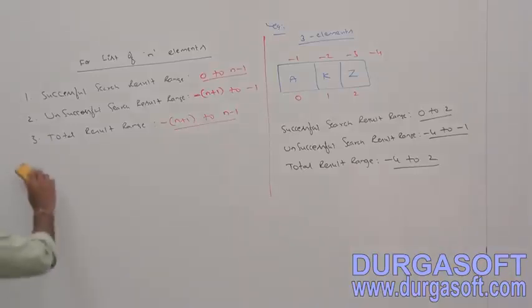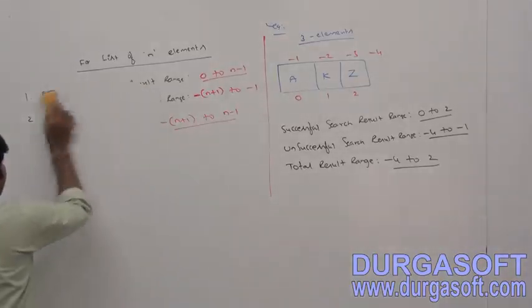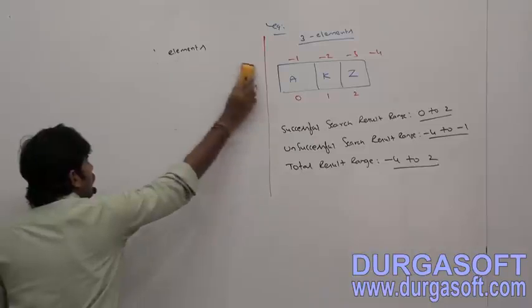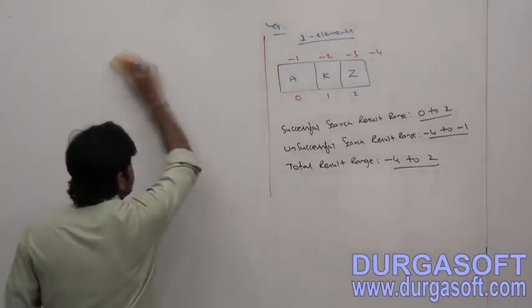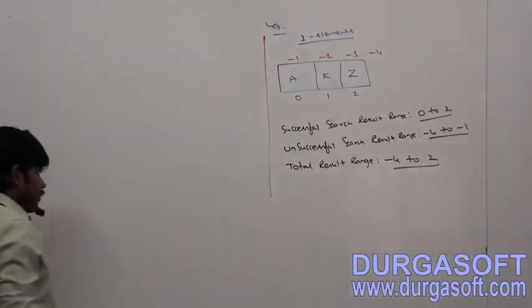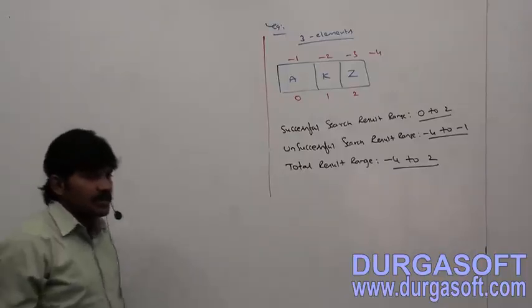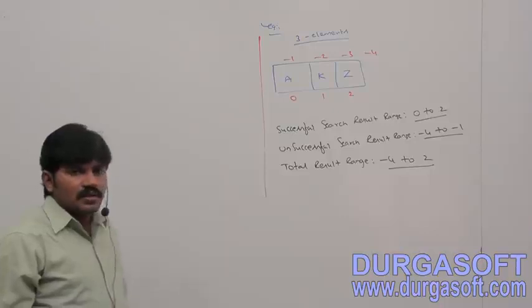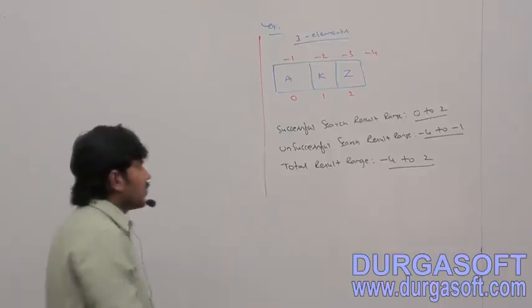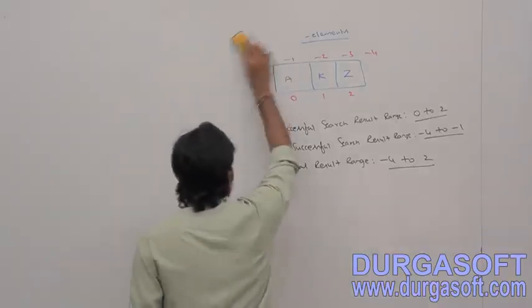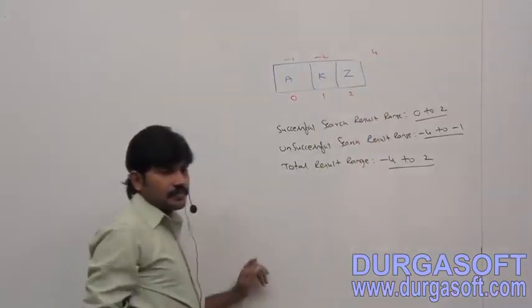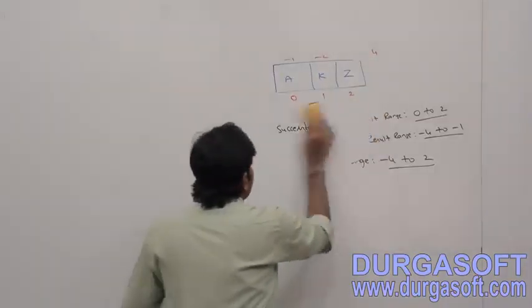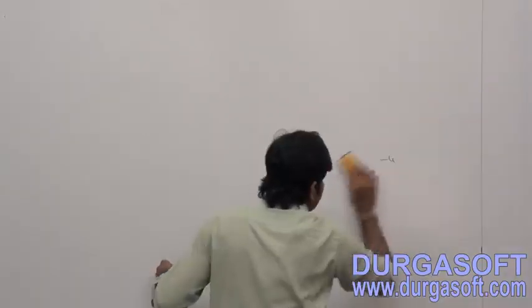This is what you people should be aware of. Total result range. Okay, successful search, unsuccessful search. Next, total result range is nothing but like. Now completed, right? Okay, that's all. This is to search elements of a list.